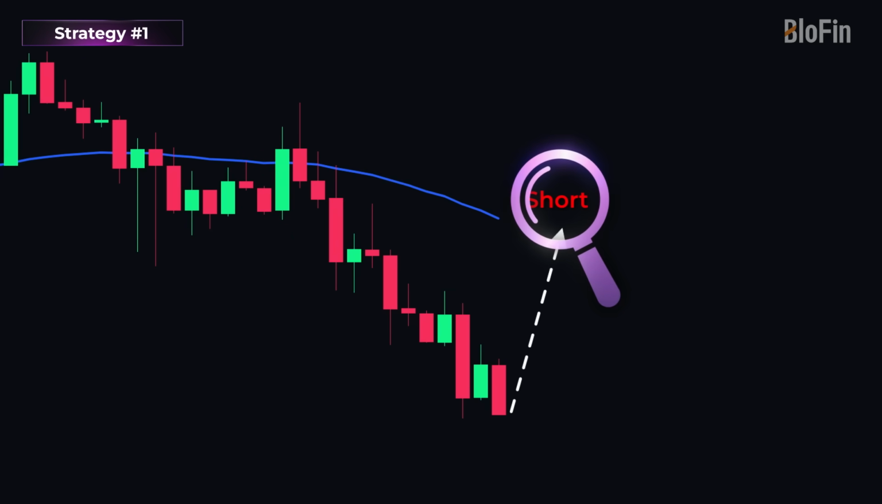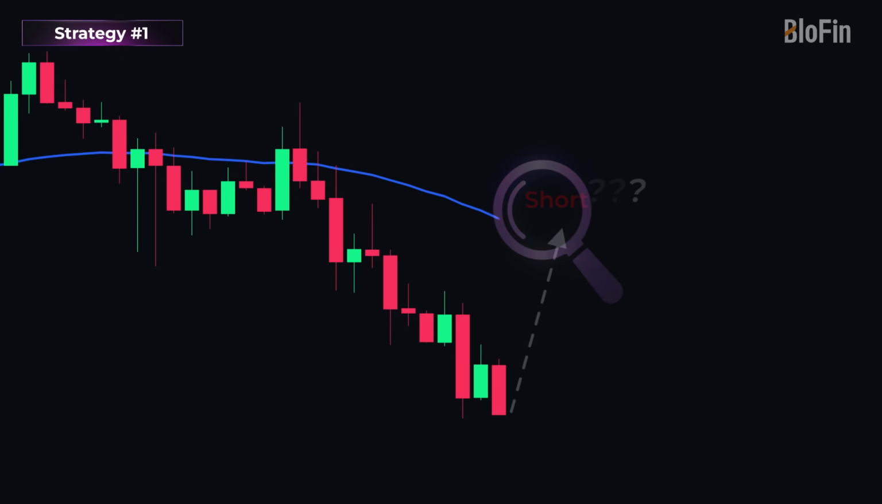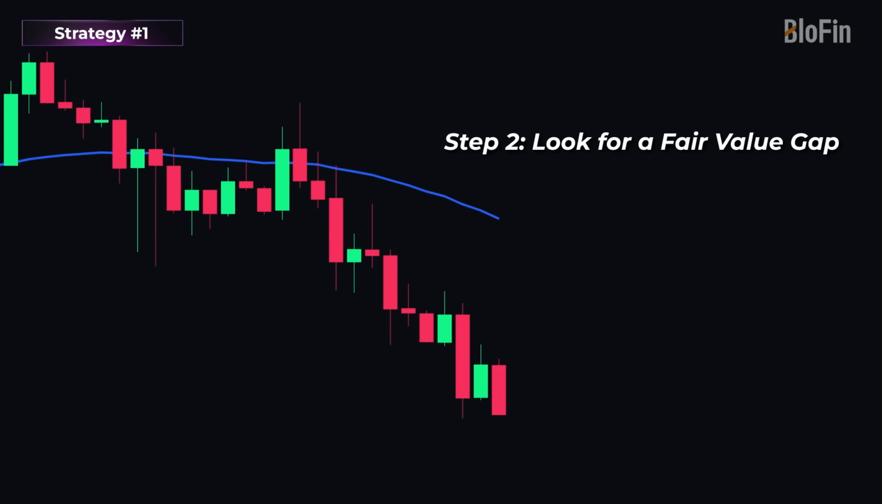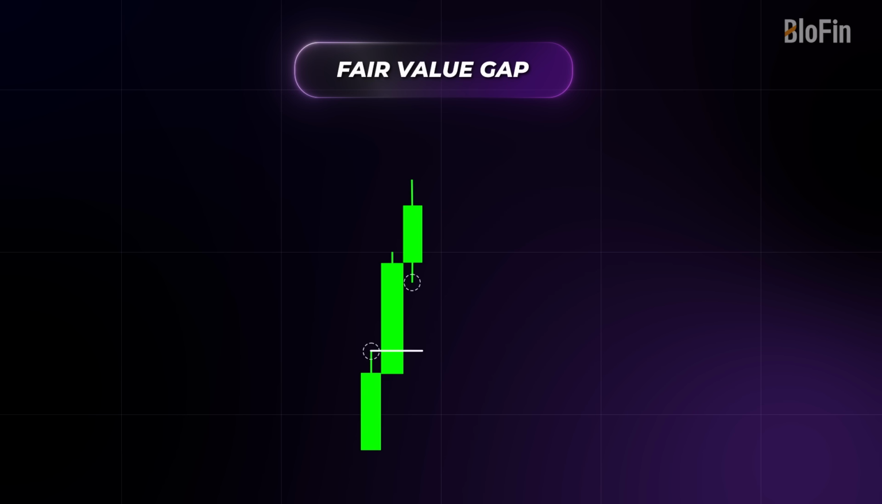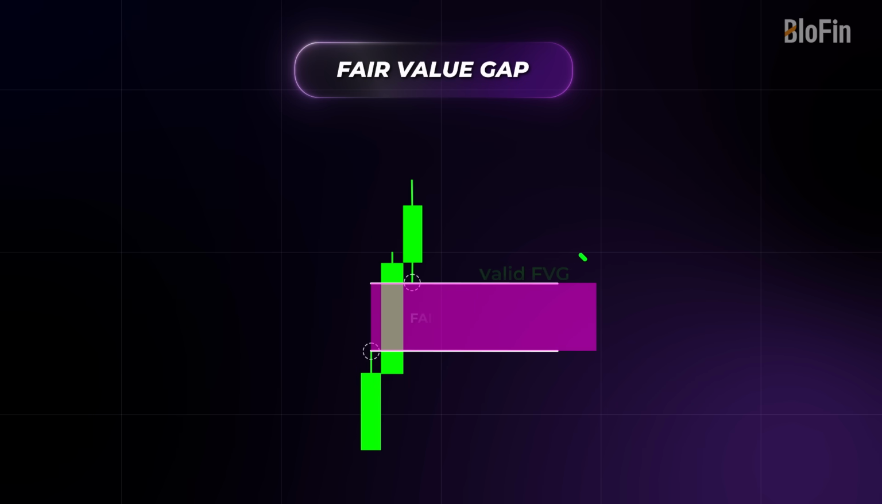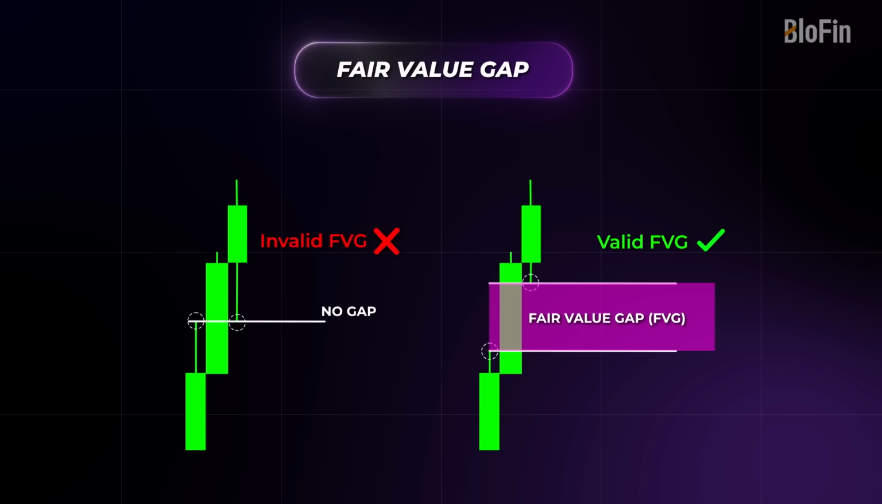Now, the obvious question is, how do we know the exact spot where price will make a pullback? This brings us to the second step. Look for something called a fair value gap. For those who don't know, a fair value gap is a setup where the high of the first candle and the low of the third candle don't overlap with the middle candle's body. This creates a visible gap called a fair value gap. So remember, if there's no gap, then it's not a fair value gap.